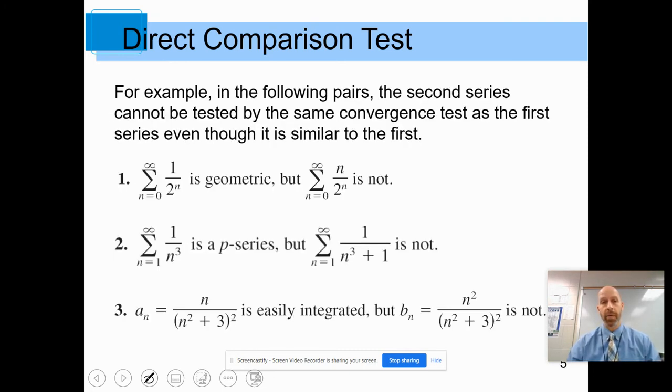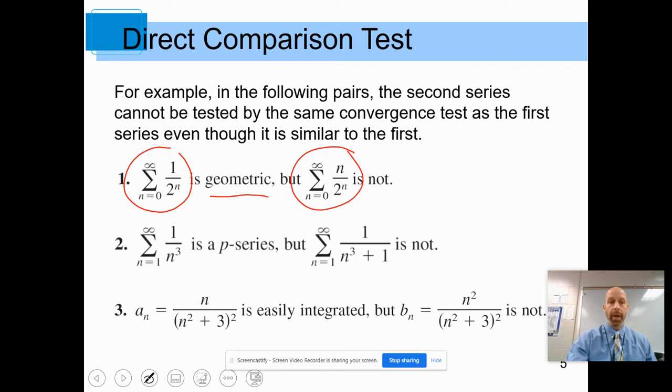Here are some examples. For example, consider this geometric series, the series of 1 over 2 to the n. That's geometric, so we can use the fact that r is 1/2 to determine that it converges. However, if I gave you a slightly different series, n over 2 to the n, you cannot apply the geometric series test to determine if that converges or diverges.